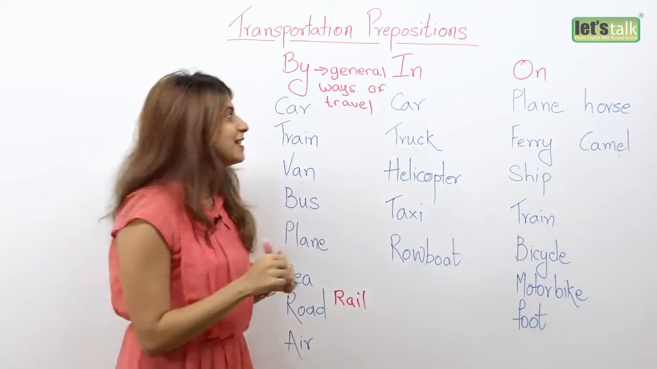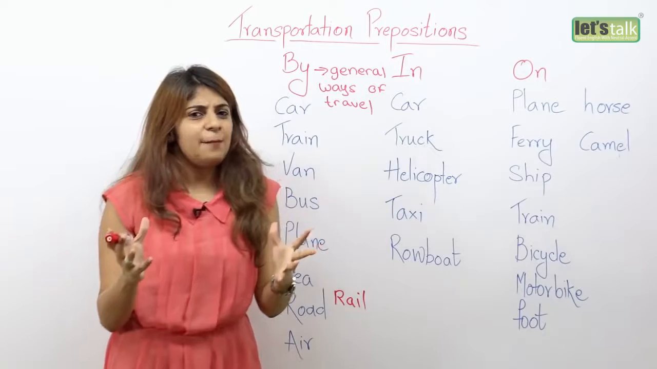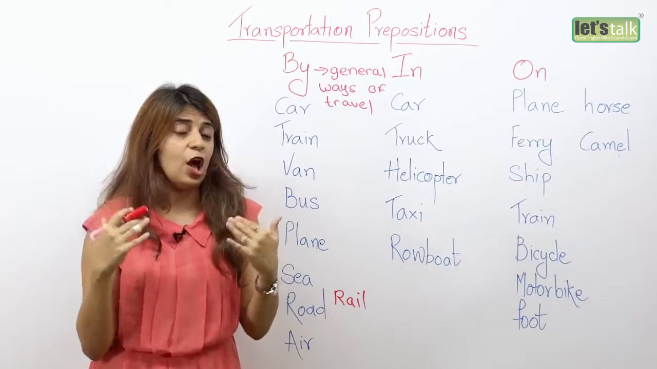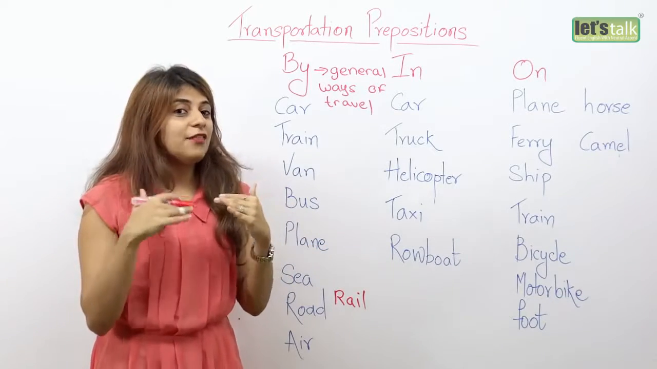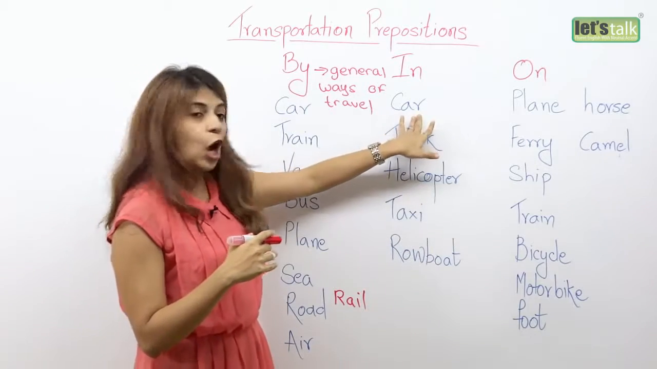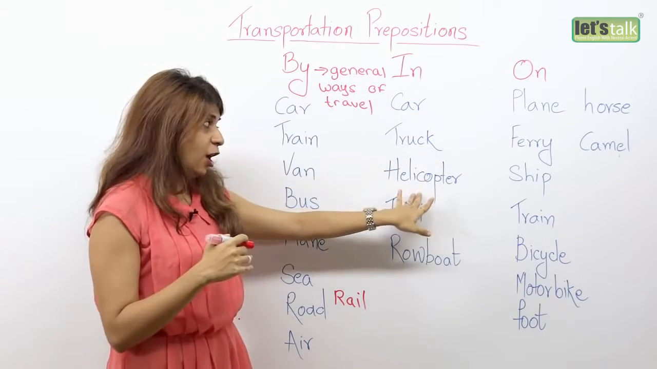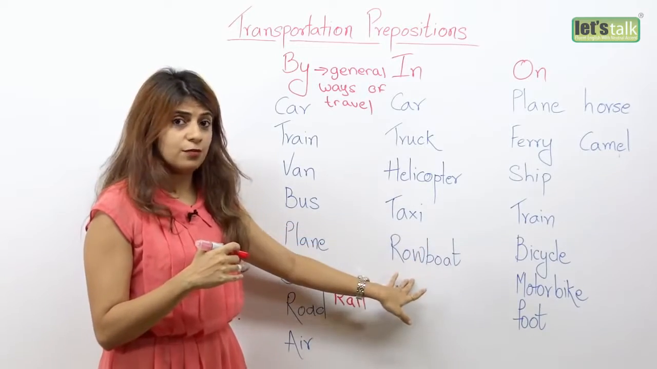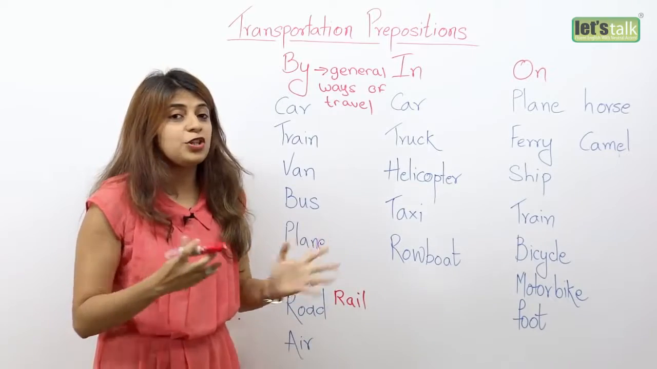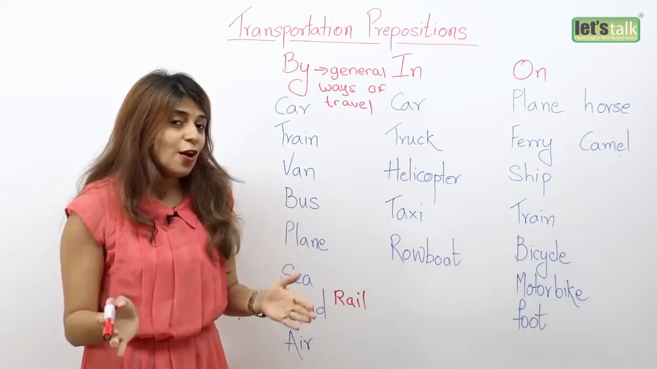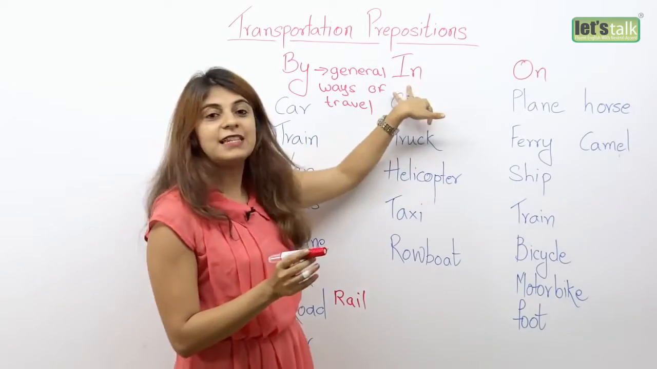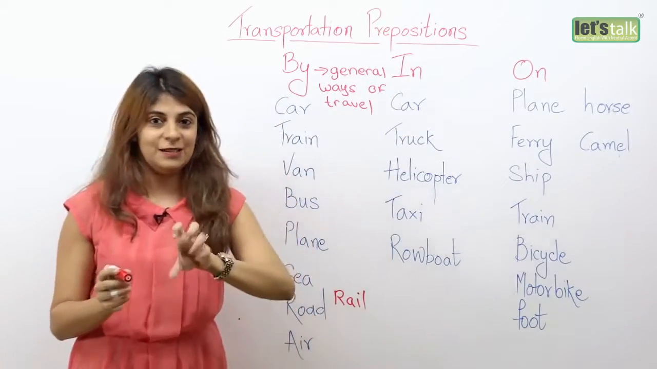What you can do is, let's think about the vehicles that we can sit in, okay? We cannot stand in those vehicles, but the vehicles that we can only sit inside are car, truck, helicopter, taxi, rowboat. Now, you cannot stand in these vehicles, right? Especially when they are in motion. So, for the vehicles that you can sit inside, you will end up using the preposition in.